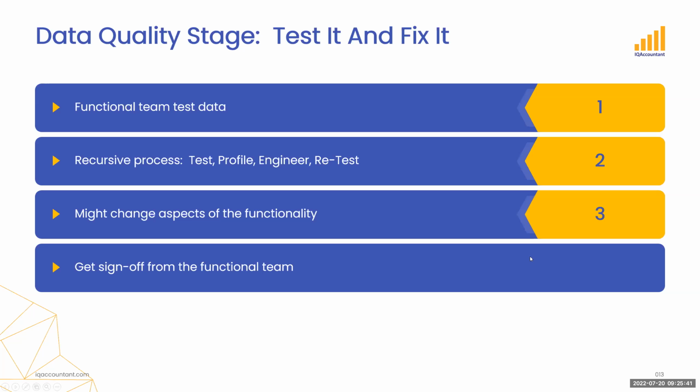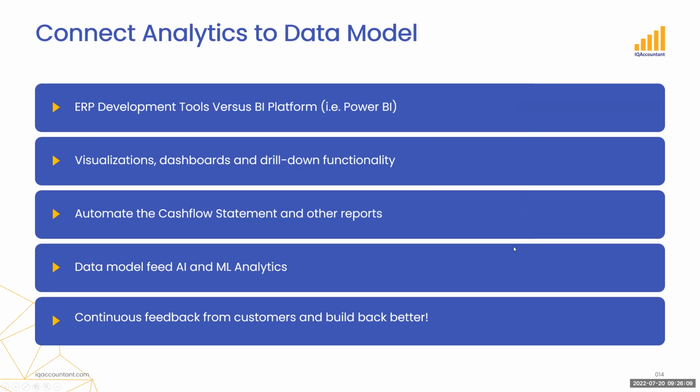You might change aspects of the functionality. When we talked about summarizing the data, you might not be able to summarize based on the feedback you got from the testing from the functional team. You might incorporate more detail in the data set or data model. So just keep that in mind. And then get a formal sign off from the functional team that, right, your data model looks to be accurate, and they can continue.